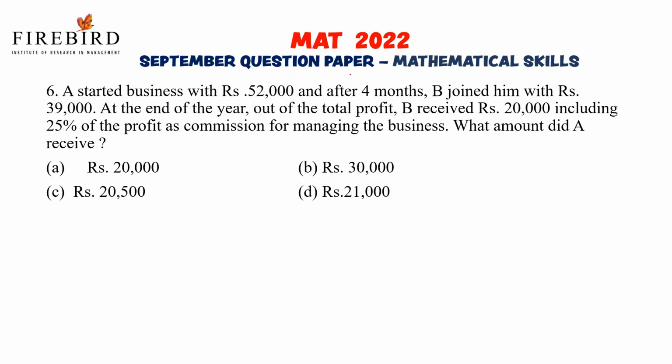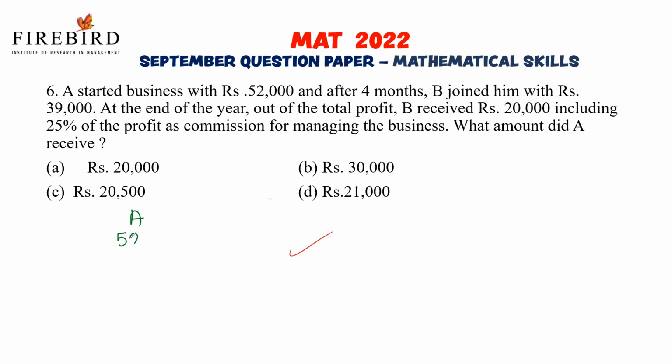Okay, so 4 months, rupees and B joint. Okay, it is a problem based on partnership. By seeing the words itself, I'll just confirm, it is a problem based on partnership. Now, what I'll do? A started business with 52,000.